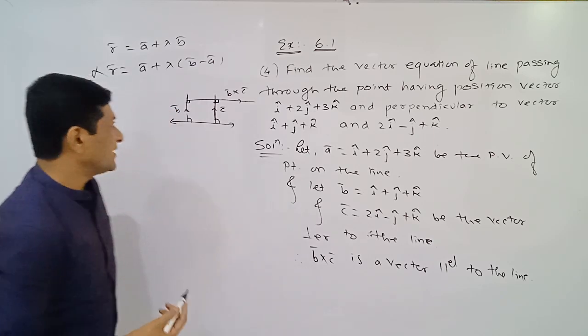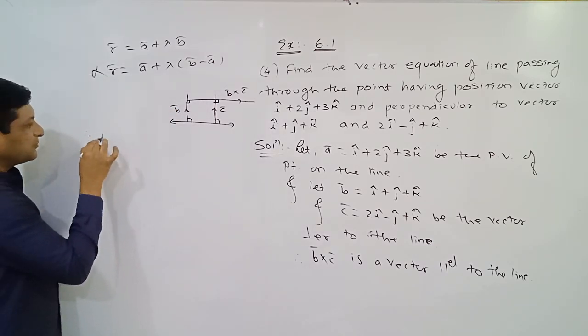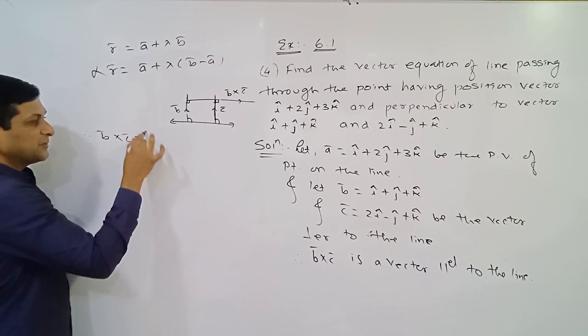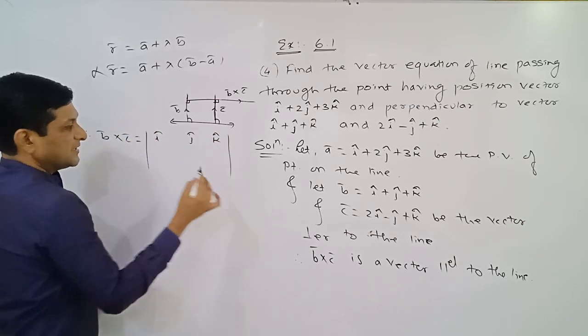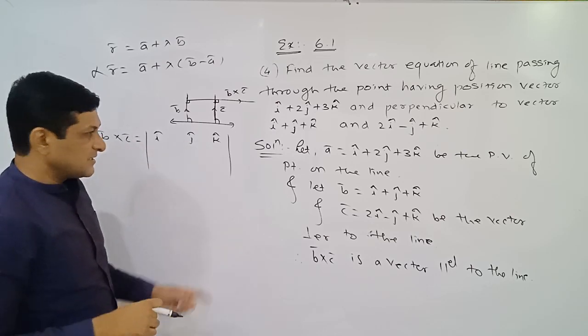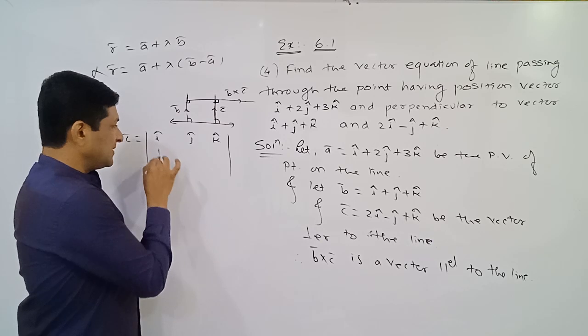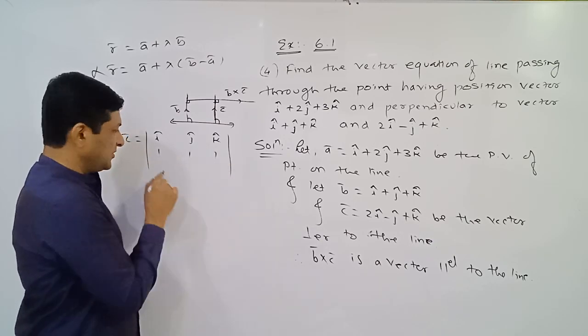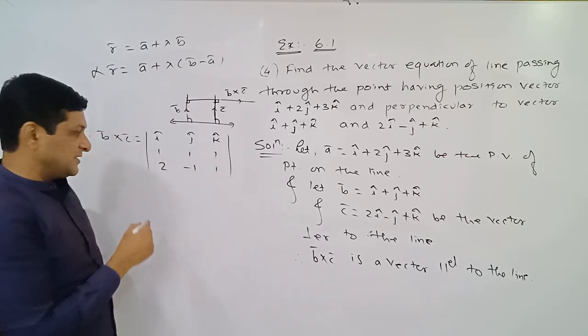So let us try to find out the cross product of these two vectors. Therefore, B bar cross C bar is equal to... cross product can be found using what? Determinant. So in the first row write down the basis vectors. Now in the second row write down the coefficients of I cap, J cap, K cap from B bar, that is 1 1 1, and the coefficients from C bar are 3, minus 1, 1. Let us simplify this determinant.